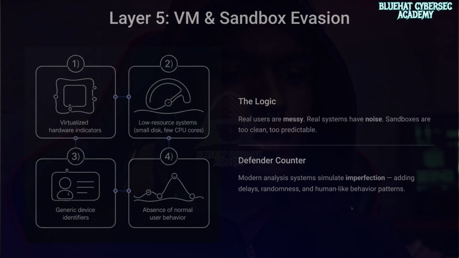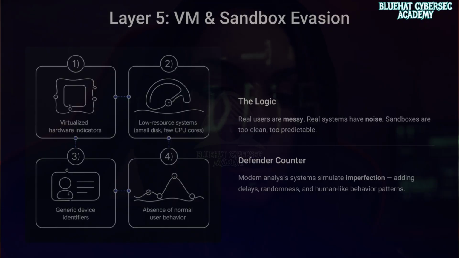Then we have virtual machine and sandbox evasion, which is one of the most widely used categories in real-world malware. Here, the malware tries to determine whether it is even running in a real environment. It may look for virtualized hardware indicators. It may check for low resource systems, like unusually small disk sizes or limited CPU cores. It may inspect generic or default device identifiers. It may also look for the absence of normal user behavior patterns.